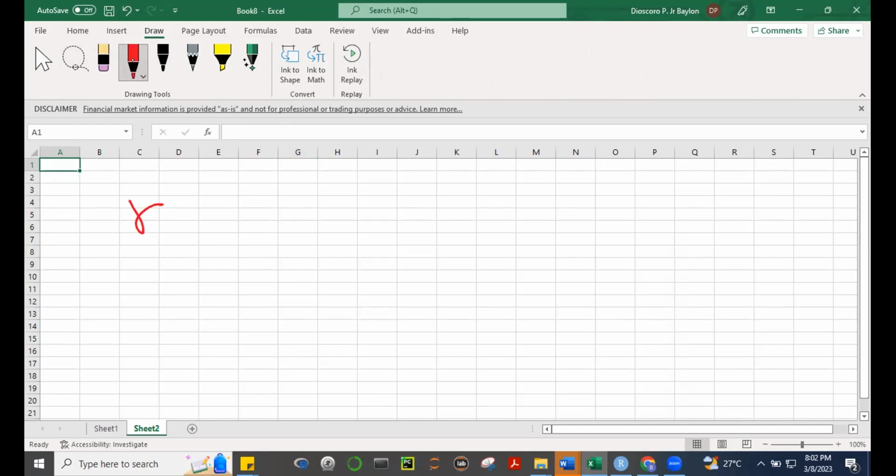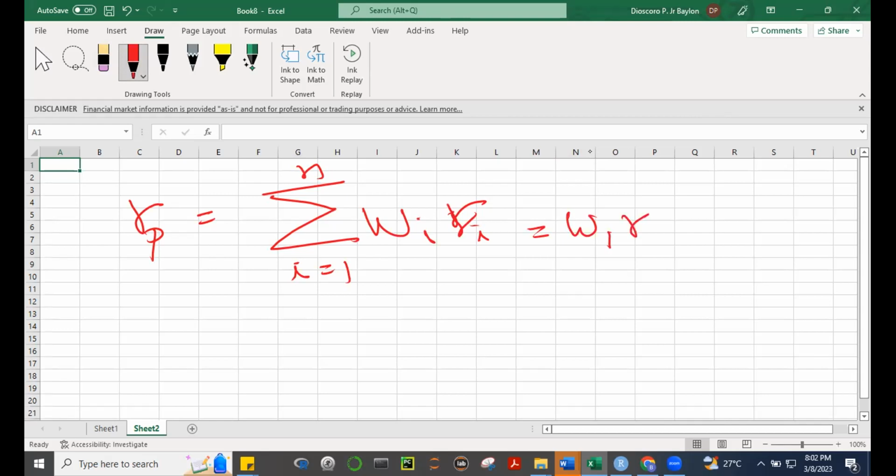Okay. The return of a portfolio is equal to... okay, that's the return of a portfolio. So what does this mean? We just sum up all the weights multiplied by the returns of each asset. So if you have a 3-asset portfolio, it will be weight 1 times return of 1, plus weight 2 times return of 2, plus weight 3 times return of 3. So that means we have to know the returns of the assets, and then we have to know the weights.